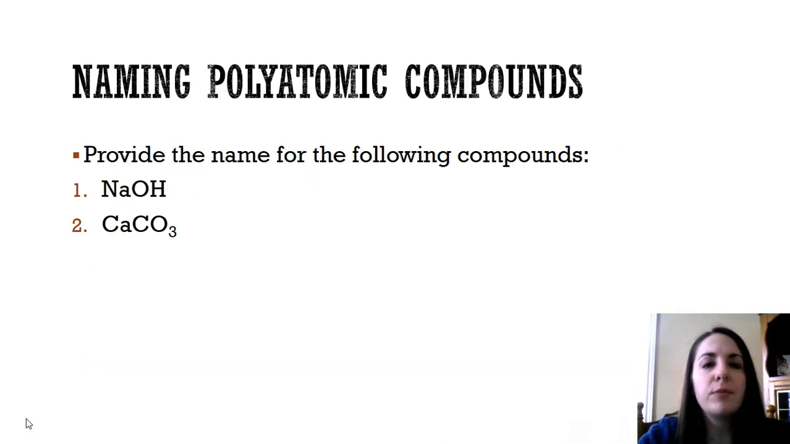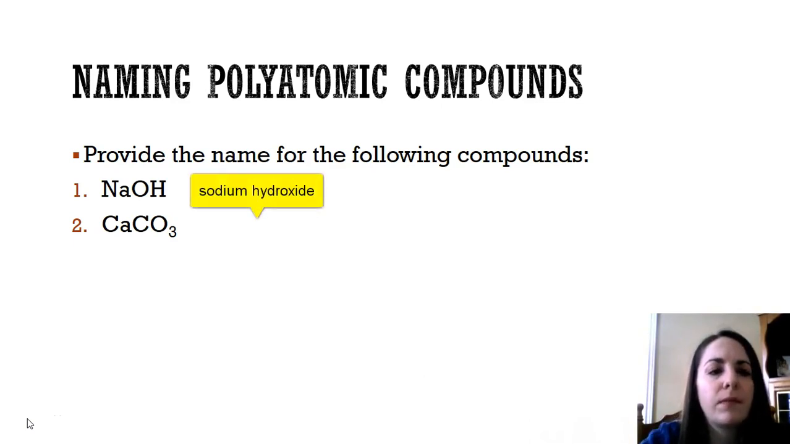So let's do a few examples together. So let's name these compounds. So the first one here is NaOH. So if I look up my metal in my periodic table, Na is sodium, and then I look up that polyatomic ion, that OH, on the chart on my periodic table, and that is the hydroxide ion. So the name for this compound is sodium hydroxide.